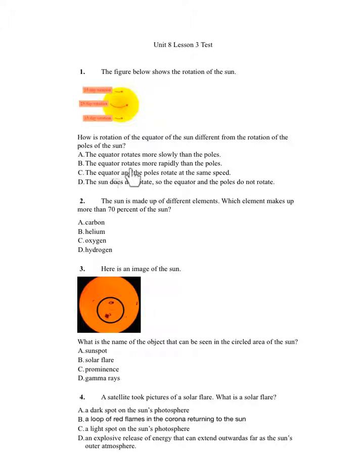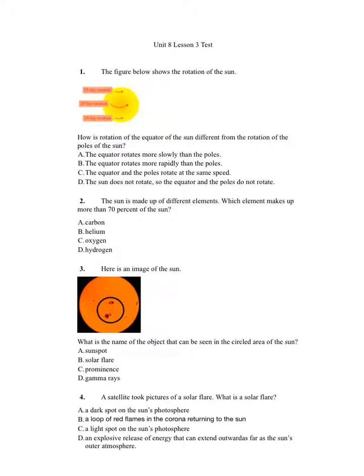B. The equator rotates more rapidly than the poles. C. The equator and poles rotate at the same speed. D. The sun does not rotate, so the equator and the poles do not rotate. Number 2. The sun is made up of different elements. Which element makes up more than 70% of the sun?